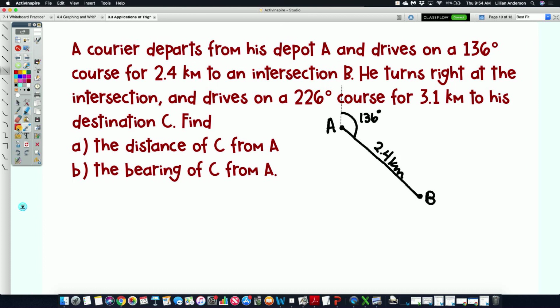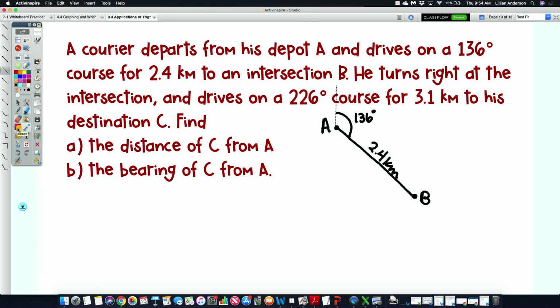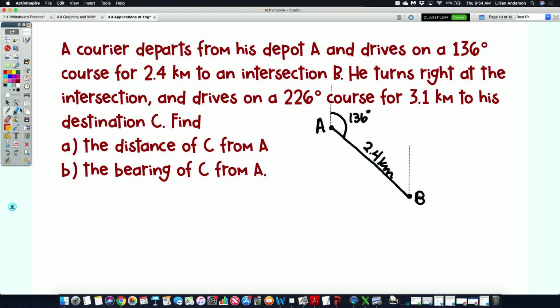Now, once he gets to B, he turns right at the intersection, then drives on a 226-degree course. Again, that's another bearing. Remember, bearings come from a northern direction, heading clockwise. This time is for 226. Now 226 is more than 180 degrees, so it's almost like he's heading in the southwest direction. And then this is 226 degrees for 3.1 kilometers to C.